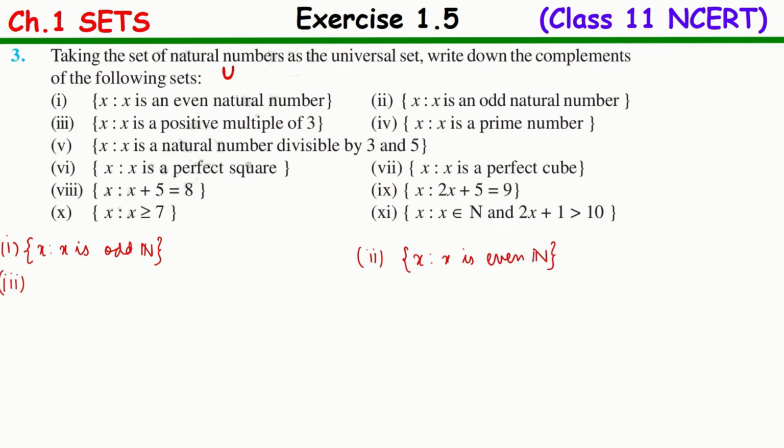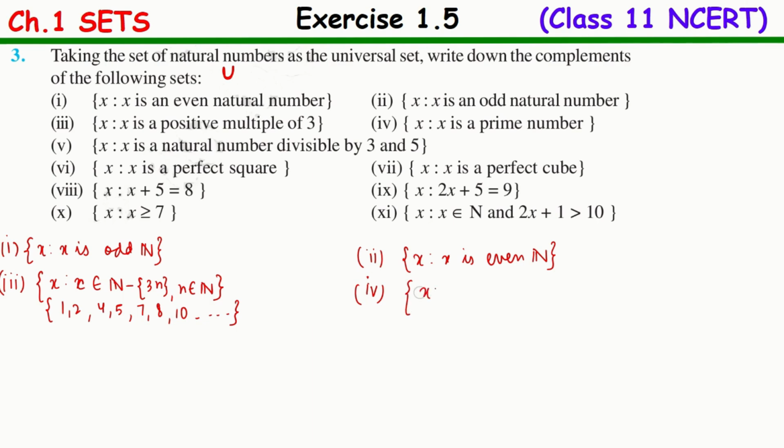X is a positive multiple of 3, so it would be of those sets where X is not a multiple of 3. That means X belongs to natural numbers minus something of the type 3n, where n is also a natural number. It will contain 1, 2, then 3 will not be there, then 4, 5, 6 is not present here, then 7, 8, 9 is not present, 10 and so on. This set will go like this. Then the fourth part is X is a prime number, so a number which is not prime is a composite number, so X is composite.